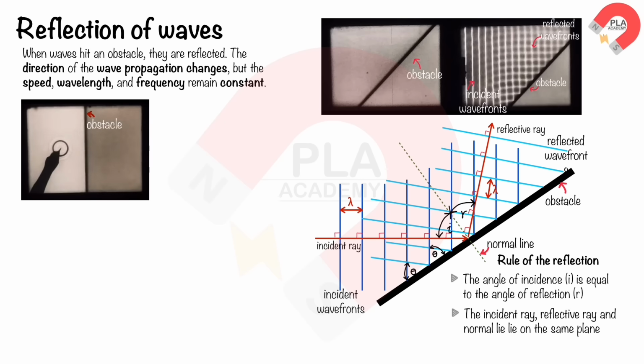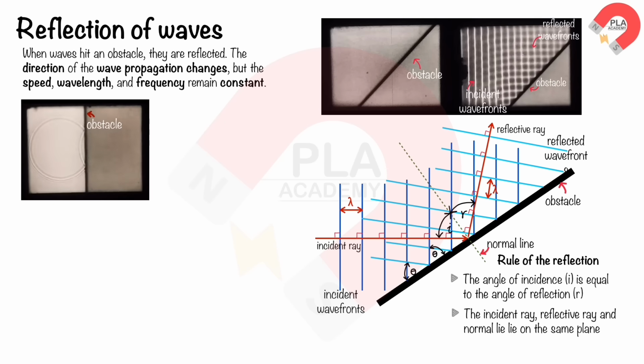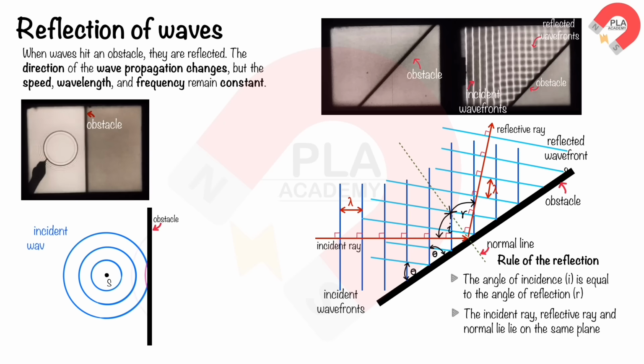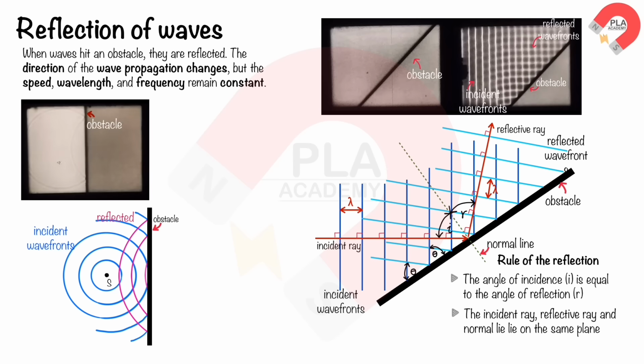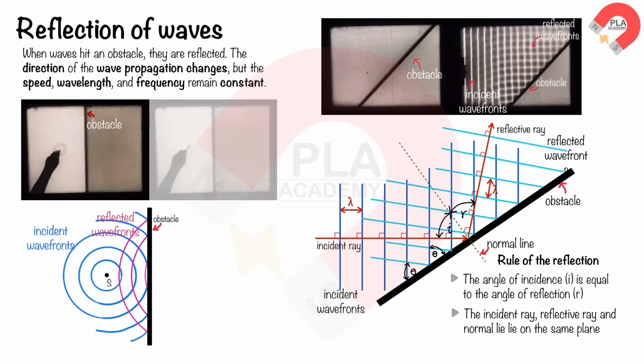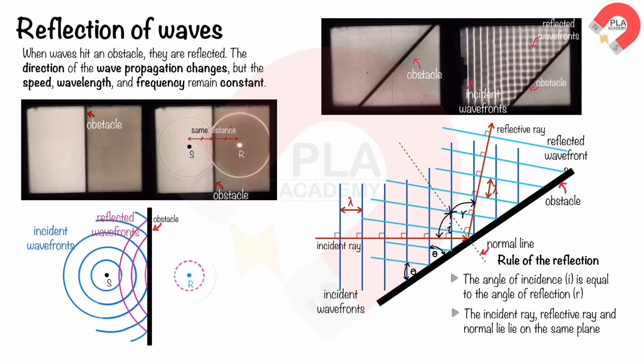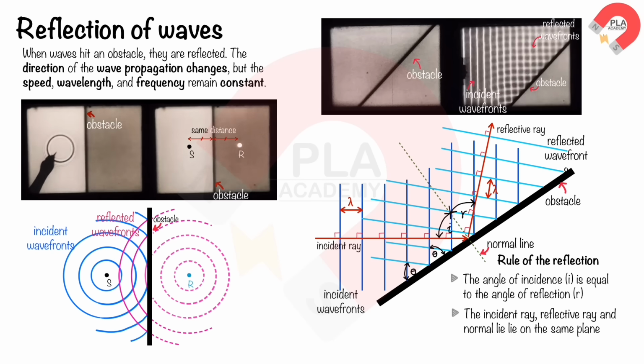Circular wavefronts can be reflected at a flat obstacle, as shown. The circular wavefronts are created from the source, S. They reflect at the flat obstacle. The image of the source, R, is created behind the obstacle, from which the reflected waves appear to come.